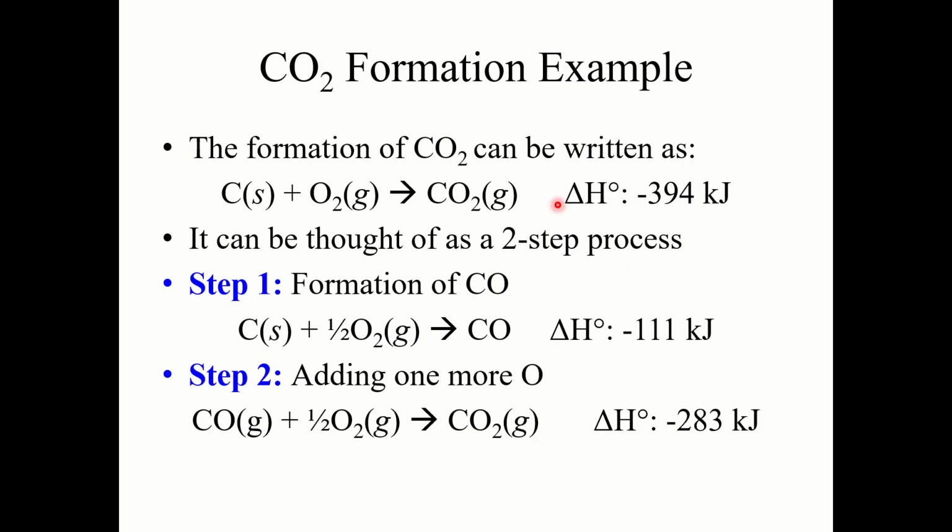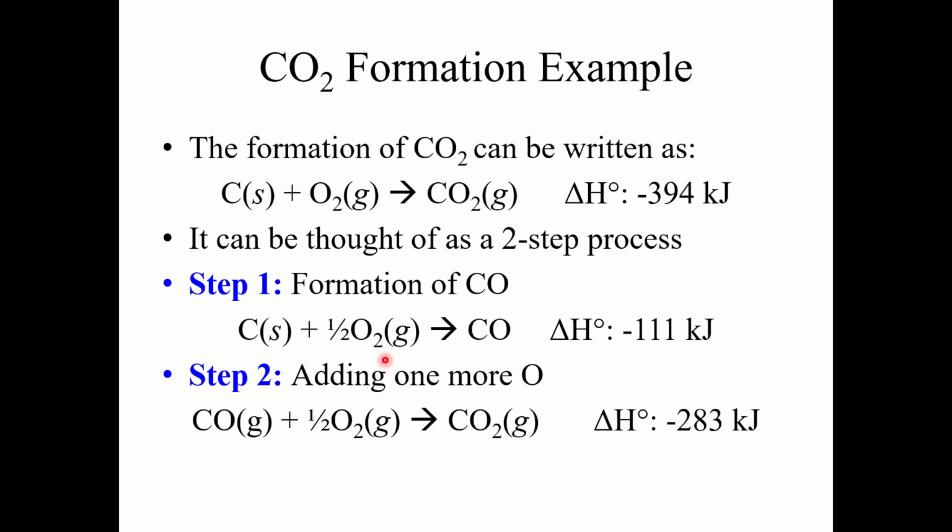Okay, so let's look at an example. The formation of CO2 can be written like this. C plus O2 forms CO2, and delta H equals negative 394 kilojoules. However, we could think of this total process as a two-step process. First, we form CO, so C plus 1/2 O2 forms CO, and the delta H of that reaction is negative 111 kilojoules. Then we take that carbon monoxide, and we add one more O to it. CO plus 1/2 O2 forms CO2. The delta H of this reaction is negative 283 kilojoules.